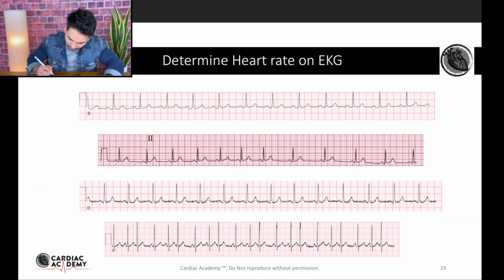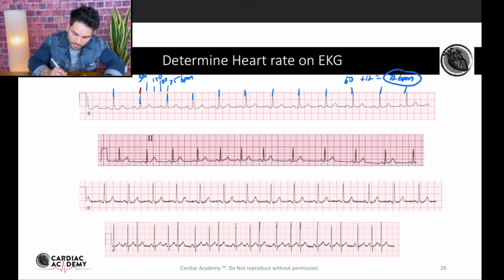All right, so let's start with the first method in this rhythm strip. Let's look for a QRS that falls in a big line. We can see one here, and let's start counting. So we say 300, 150, 100, 75. So 75 beats per minute. That's the first method. Now let's do the second method. So let's start counting QRS, and we see 1, 2, 3, 4, 5, 6, 7, 8, 9, 10. That's 60. 1 and 2. That's 12. So plus 12 equals 72 beats per minute. Same result. 72, 75, pretty close to each other.